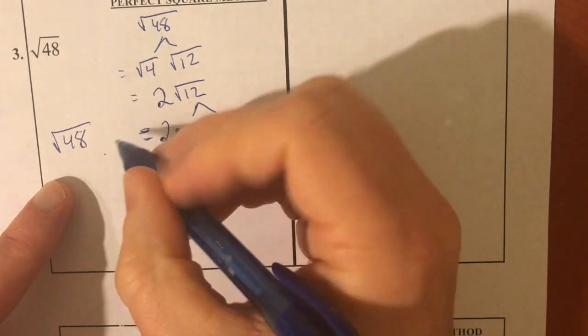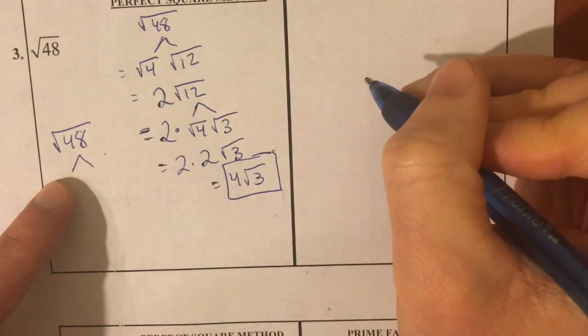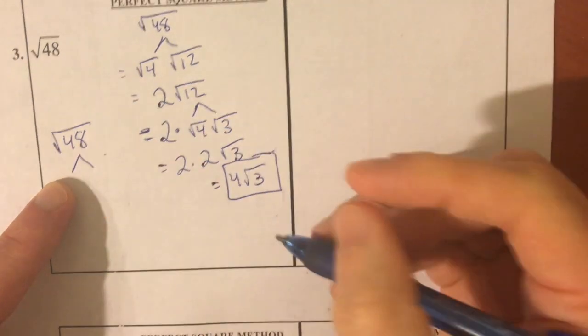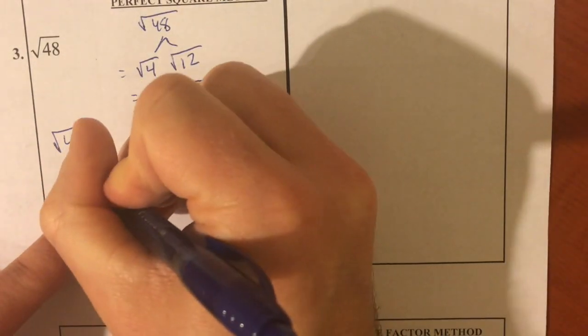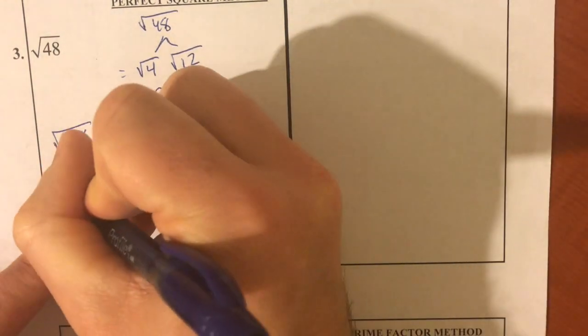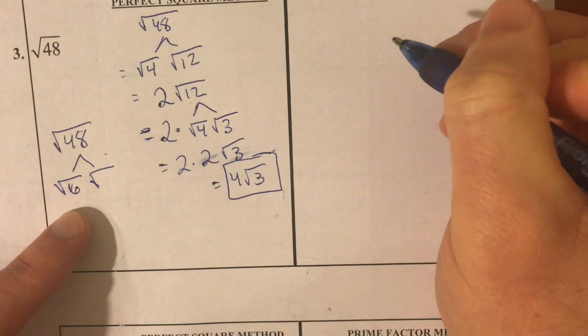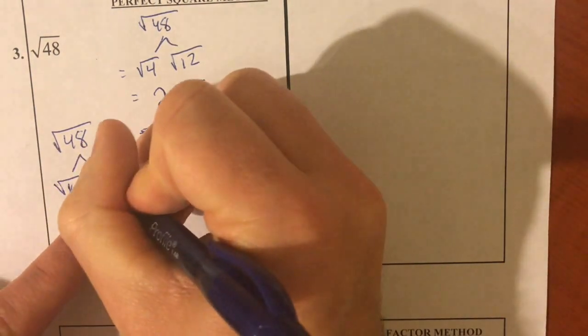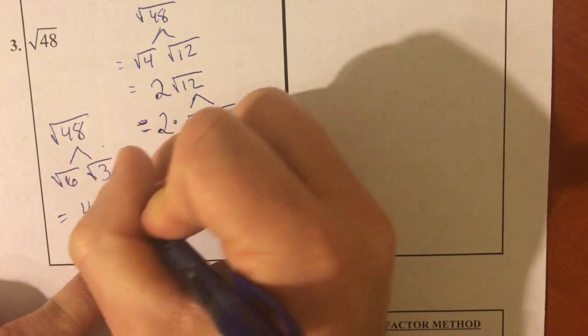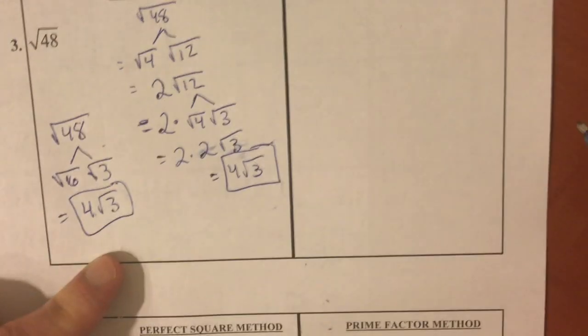But root 48, if you had thought a little bit more, you might say 16 is a perfect square, and that goes in 48. But that doesn't jump out to people maybe as quickly as 4 times 12. So 16 goes into 48, and 16 times 3 gives you 48. And the square root of 16 is 4. And root 3 is just root 3. So there's the answer, 4 root 3, just a little faster.